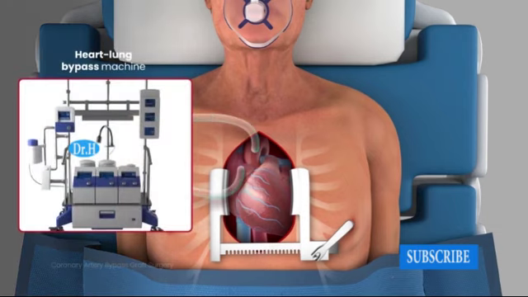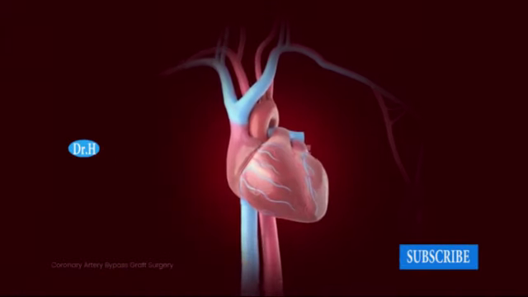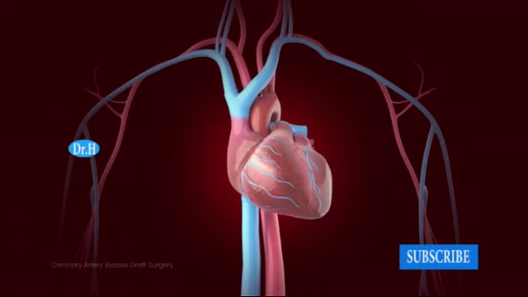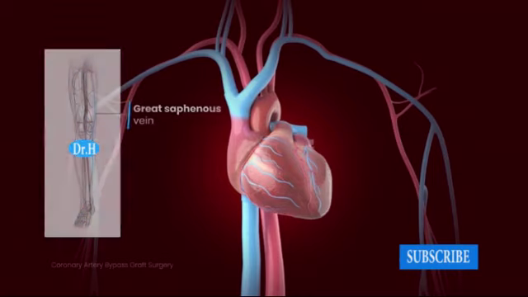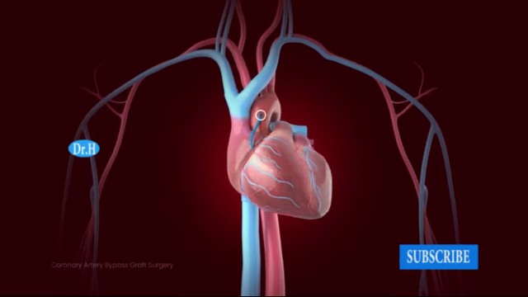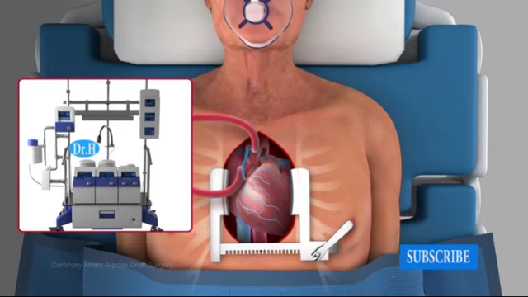While your heart is stopped, the blood will be redirected to the heart-lung bypass machine, which functions similarly to your heart and lungs, supplying oxygen to the blood and keeping blood circulation moving. Your doctor will harvest a piece of blood vessel graft, usually taken from your leg, the great saphenous vein, to construct a bypass by sewing one end of the harvested vein graft to a small opening made in the aorta, and the other end of the vein to an opening made in the coronary artery just below the blockage.